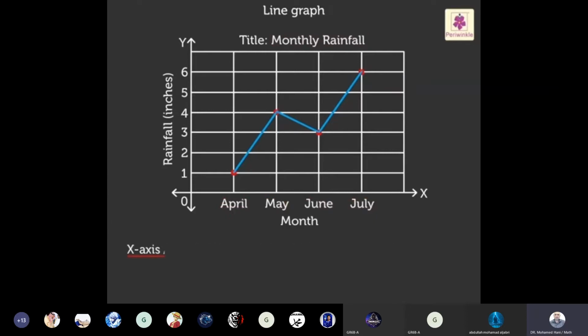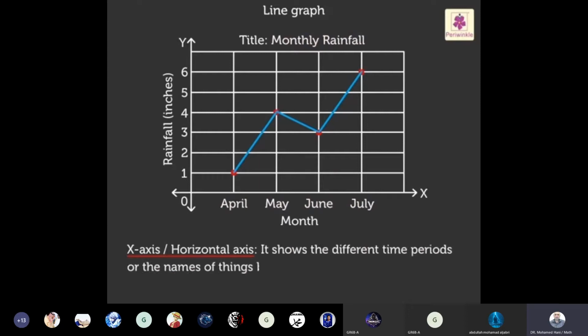Next is the x-axis or horizontal axis. It shows the different time periods or the names of things being compared. In this line graph, the x-axis indicates the names of the months.